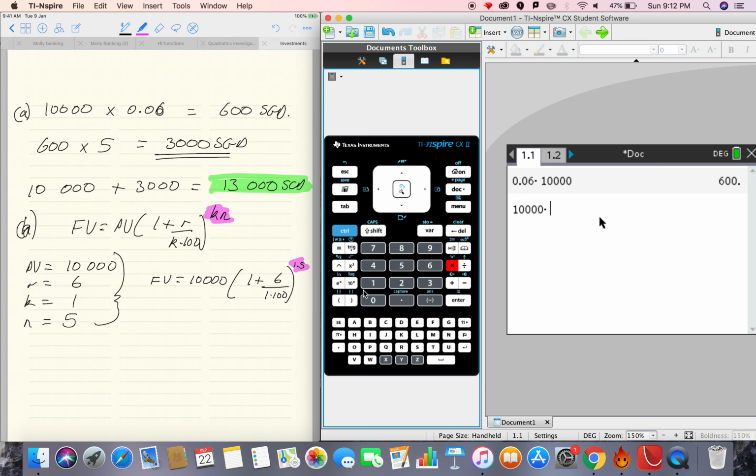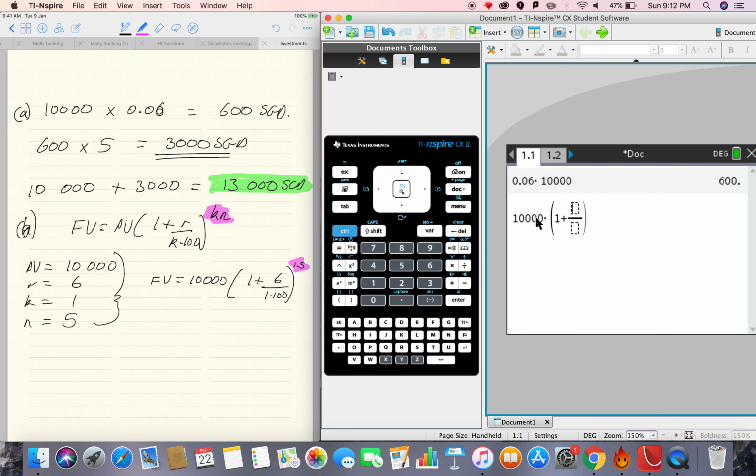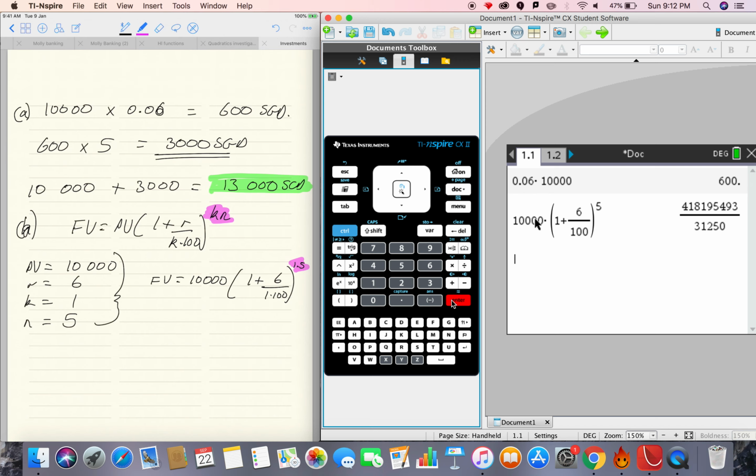10,000 times by open bracket 1 plus the magic button to get the fraction out, and this is 6 down arrow 100 times 1, which is 100, and then exponent, the little hat, and that's Kn, which is just 5. Boom. Interesting that it gives you the exact value. So the calculator's worked that out as a fraction, which is okay, but it's not much good to us. So you press the up arrow, press enter to bring the calculation down, then you can press control enter, and you get these little, in blue, approximately equal to, and then it rounds it to a decimal.